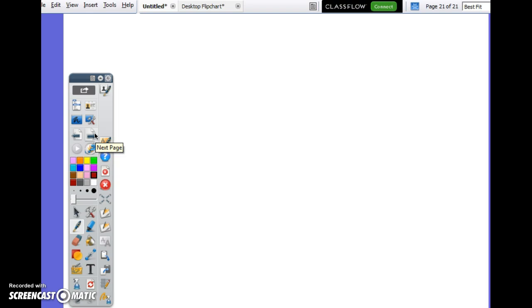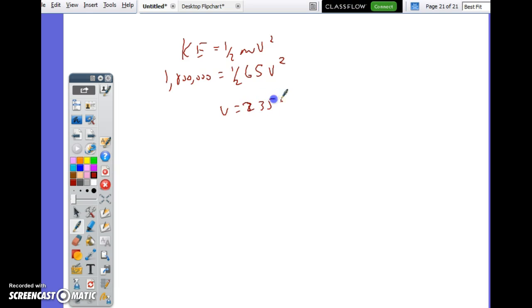How much kinetic energy does the object have? 1,800,000 joules. So kinetic energy is equal to 1/2 mv squared, right? Kinetic energy is 1,800,000 joules. That's equal to 1/2, what's the mass? 65, v squared. Solve for v. So we solve for v. 235.3. There's a little bit of rounding issue.